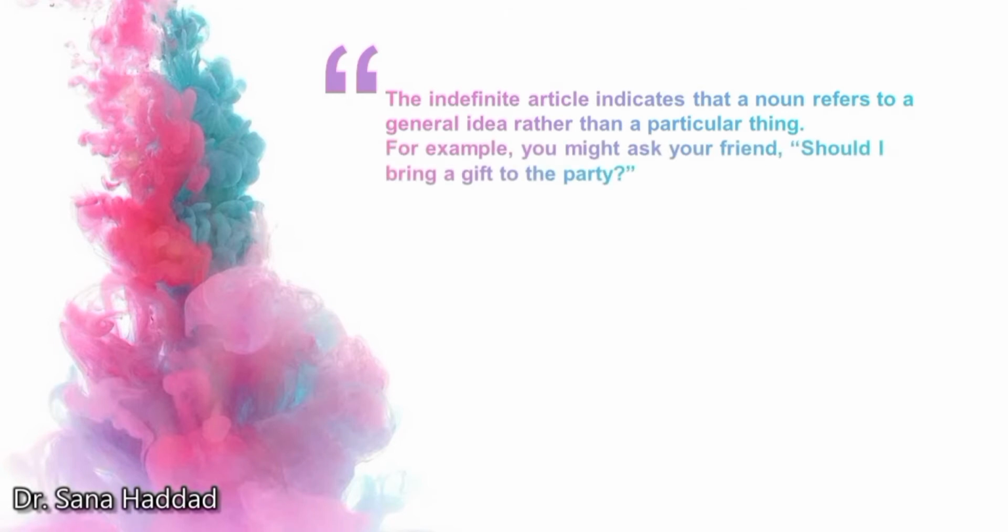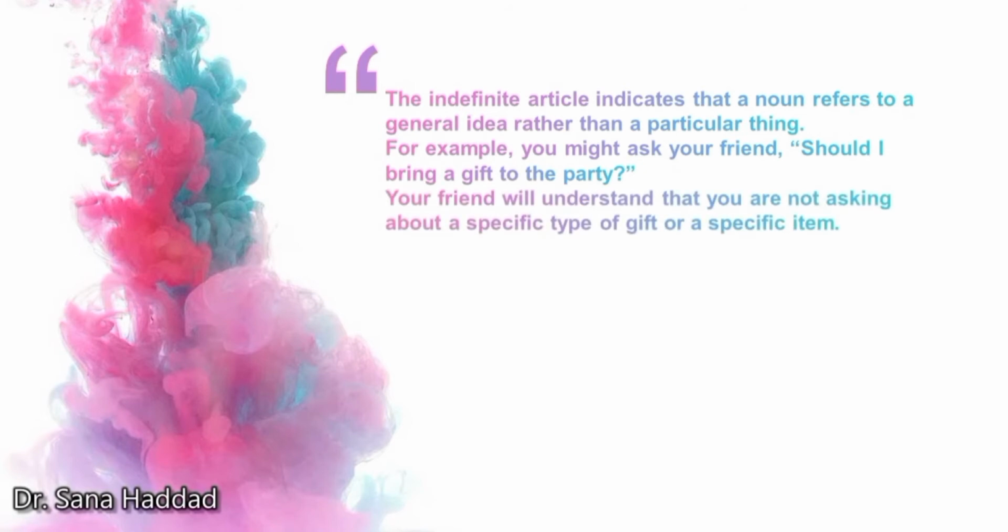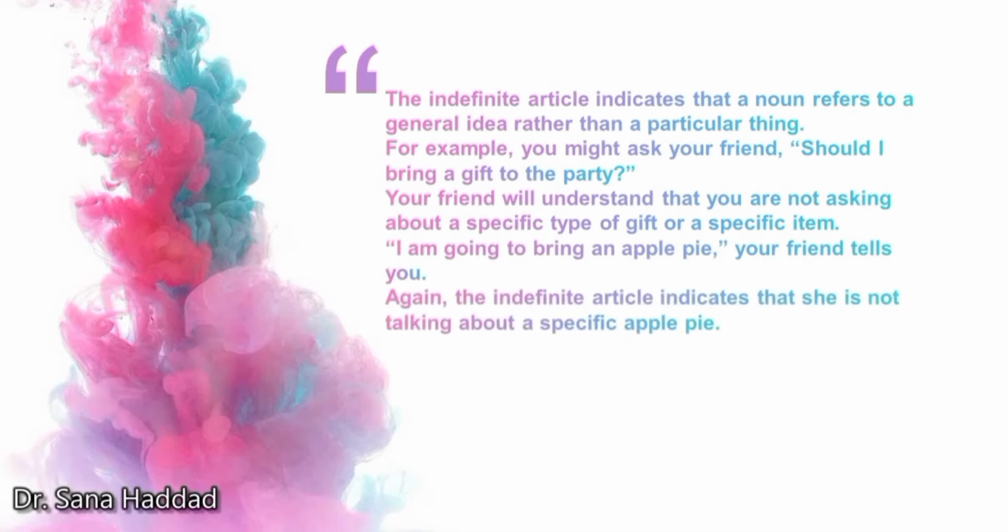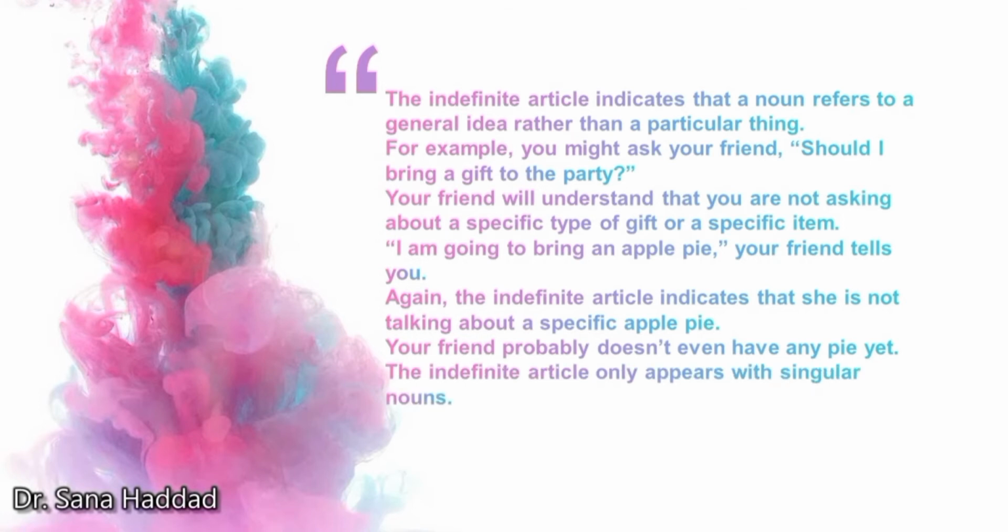For example, you might ask your friend, "Should I bring a gift to the party?" Your friend will understand that you are not asking about a specific type of gift or a specific item, because you said a gift. "I am going to bring an apple pie," your friend tells you. Again, the indefinite article indicates that she is not talking about a specific apple pie. She said an apple pie. Your friend probably doesn't even have any pie yet. The indefinite article only appears with singular nouns.